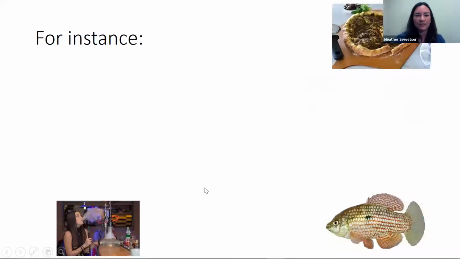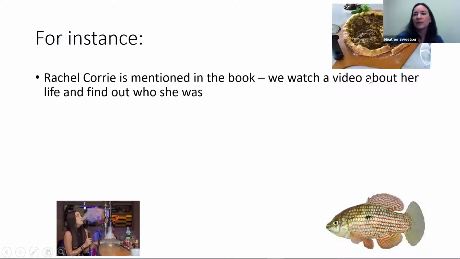So here's some more specific examples. There's somebody, Rachel Corey, who's mentioned in this book. So we spend a week, we watch a video about her life and find out who she was, because the author of the book expects people to know who she was. And I find Americans do not.